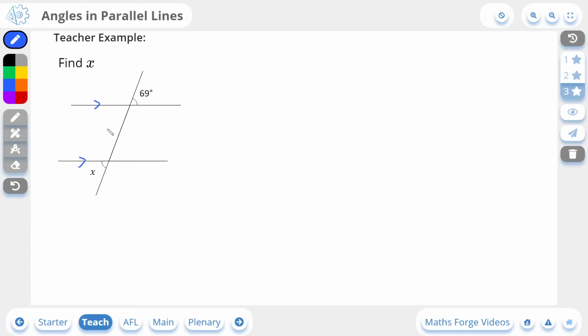Now I can see here that these two lines are parallel and that we have one angle with its corner facing in one direction and another angle in a separate location with its corner facing in the opposite direction. If you remember what these angles are called, they are known as alternate angles, since they are facing in the opposite direction. And don't forget, alternate angles are equal to each other. So we can just say that x is equal to 69 degrees in this case. And if we check our answer, there it is. And that's it for the lesson on angles in parallel lines.